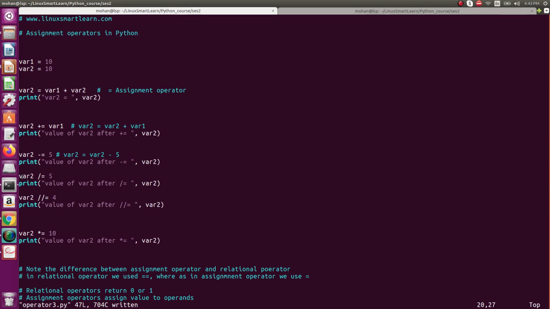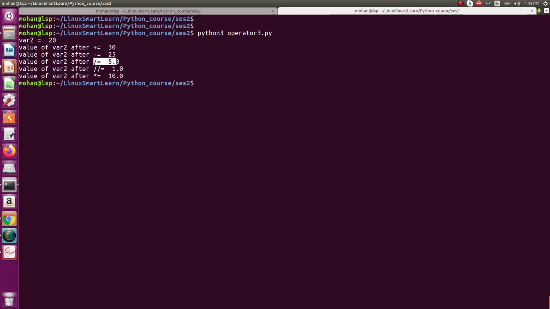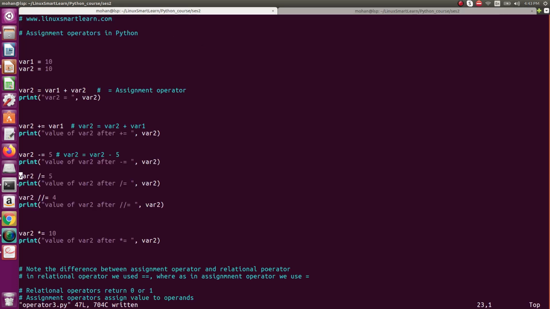Now we perform the divide by equal to operator. So this is nothing but 25 divided by 5. That is nothing but 5. So we get 5 here. Let us expand this as well: var2 equal to var2 divided by 5.